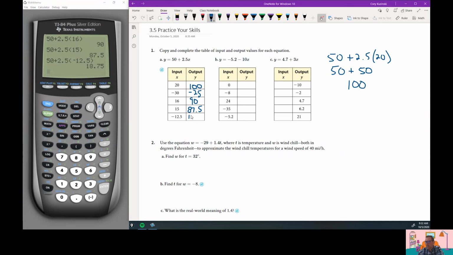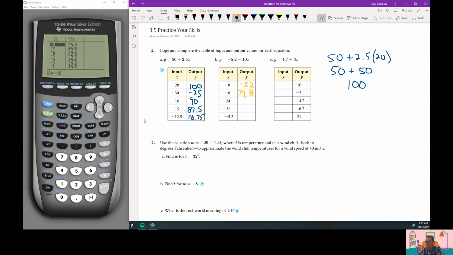Which is 18.75. All right, let's do a different route here for B. Negative 5.2 minus 10x. Let's go to the y equals function on our calculator. Let's do negative 5.2 minus 10 times x. And then let's go second table. And you can see right there, it gives us a table of values. So 0 is negative 5.2. We can scroll up to negative 8 and see that it's 74.8.